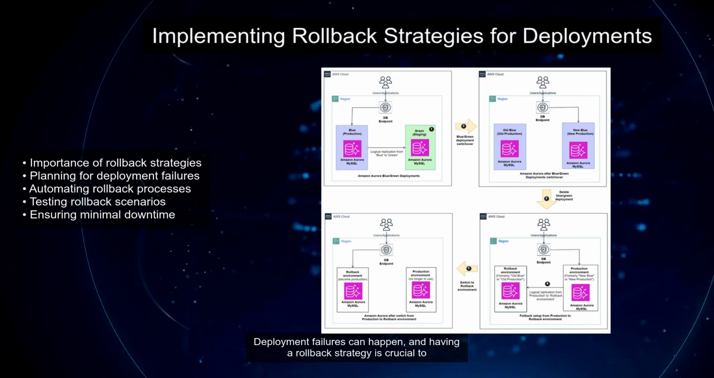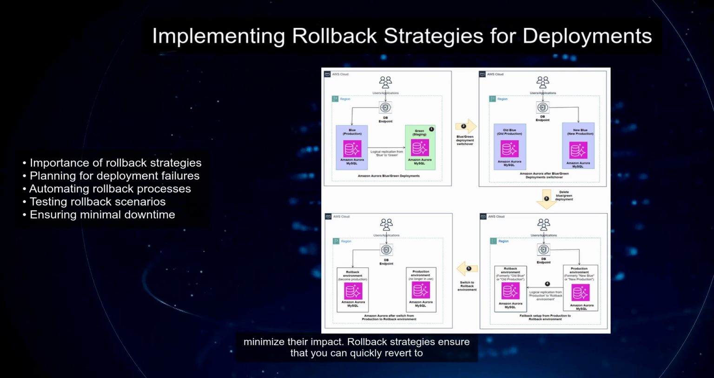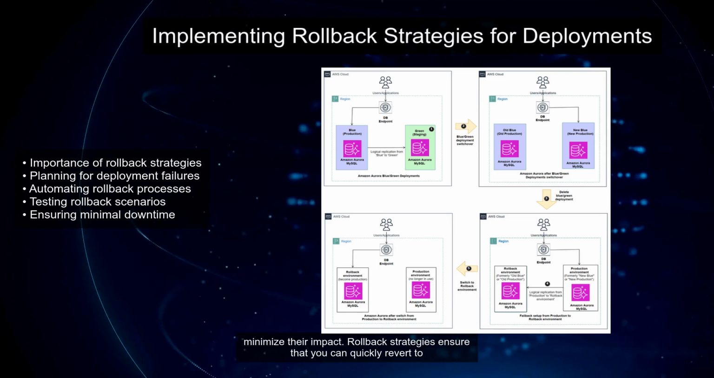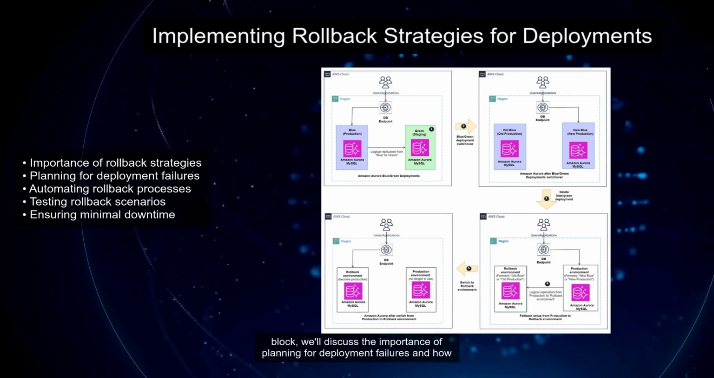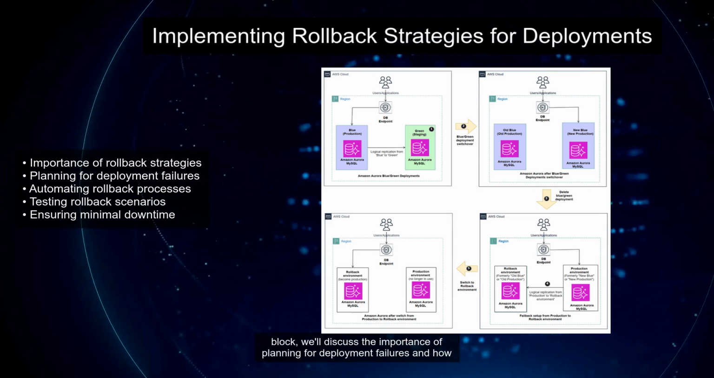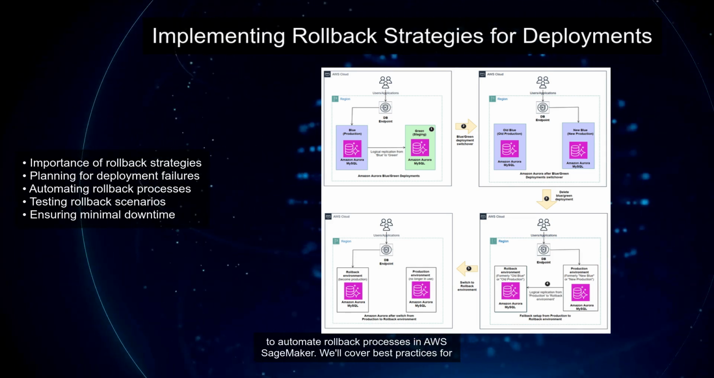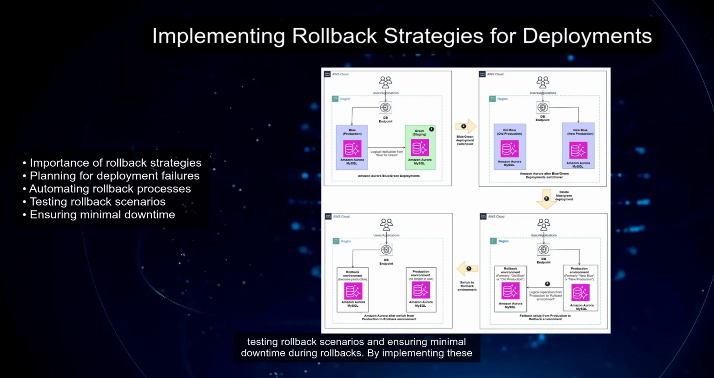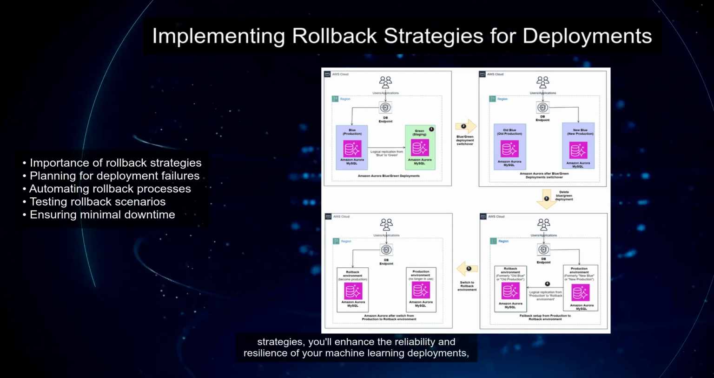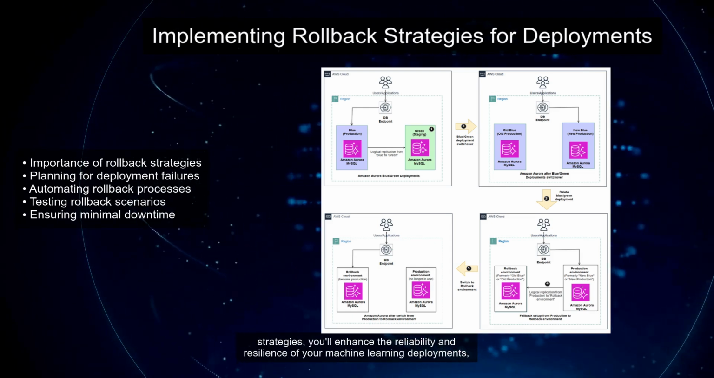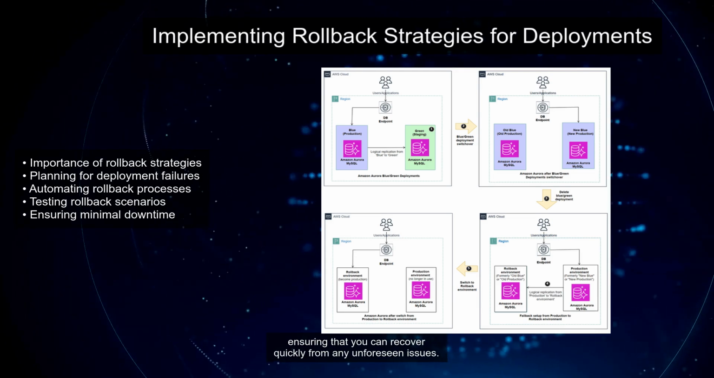Deployment failures can happen, and having a rollback strategy is crucial to minimize their impact. Rollback strategies ensure that you can quickly revert to a stable state in case something goes wrong during deployment. In this block, we'll discuss the importance of planning for deployment failures and how to automate rollback processes in AWS SageMaker. We'll cover best practices for testing rollback scenarios and ensuring minimal downtime during rollbacks. By implementing these strategies, you'll enhance the reliability and resilience of your machine learning deployments, ensuring that you can recover quickly from any unforeseen issues.